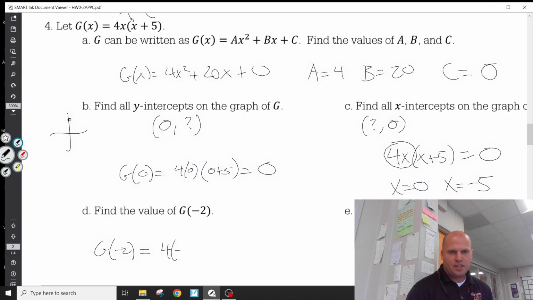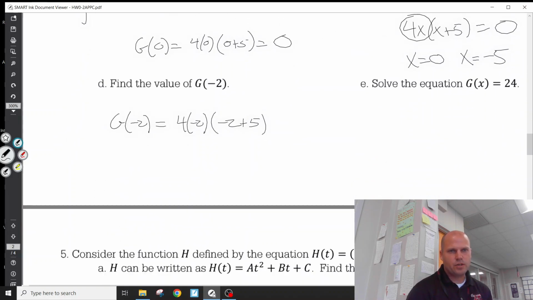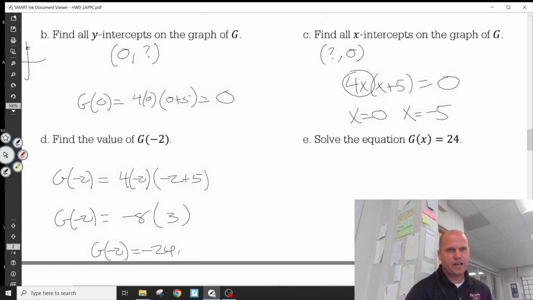It's probably advantageous to keep it in factored form. I get negative 8. Make sure we work order of operations here. I'm going to go inside the parentheses first. Get negative 24. Solve the equation g of x equals 24.